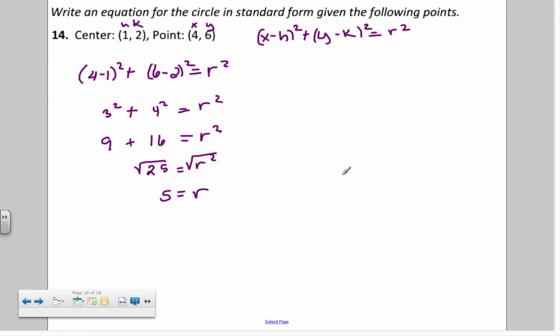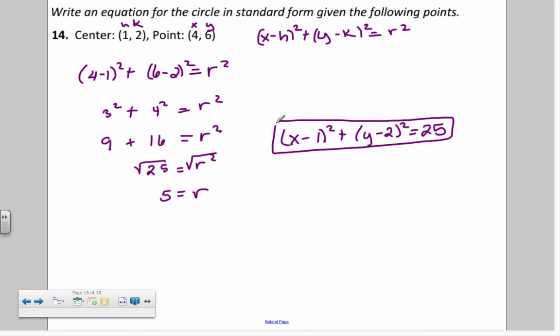Now that I have my radius and I have my h and k, I can write my equation. So I'm going to fill this in. I'm going to have x minus 1 squared plus my y minus my k, so y minus 2 squared equals radius squared. Well, 5 squared would be 25. I knew that here from radius squared, and now I have my equation.